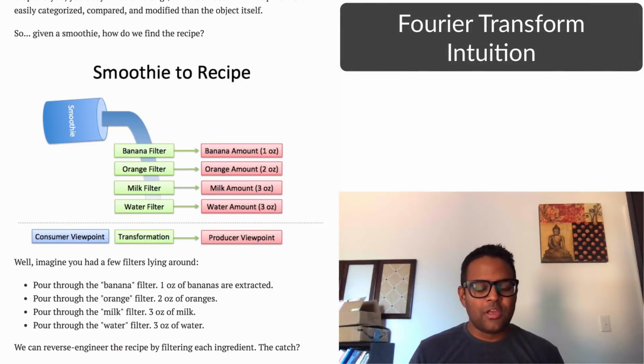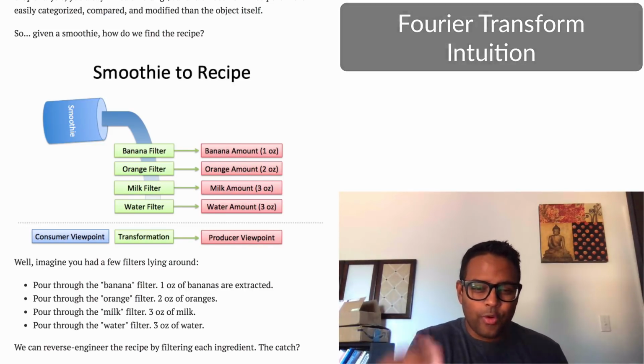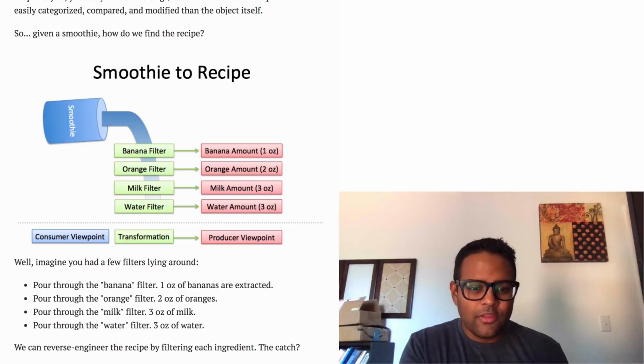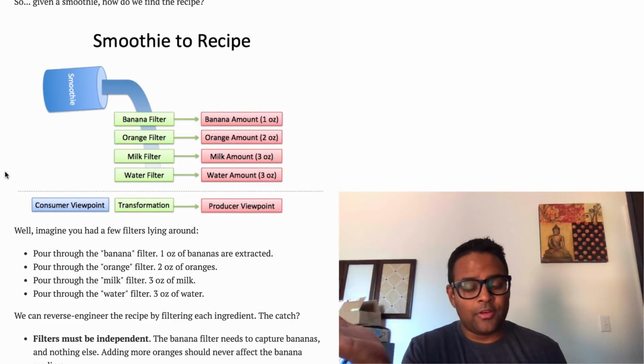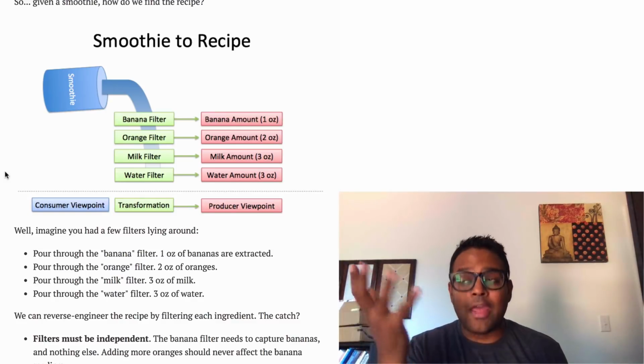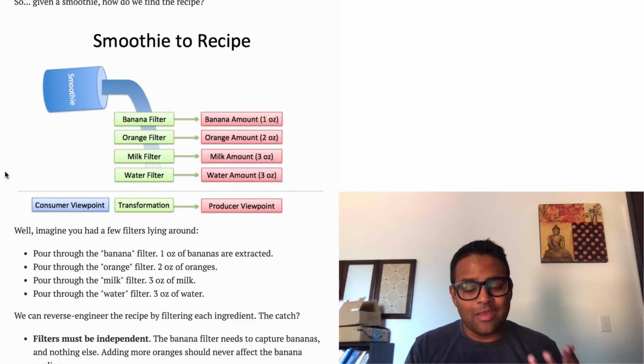So, as we mentioned, the goal is to essentially have a set of filters that basically measures our ingredients. So, what are some of the insights here? Well, the first is that we need enough filters to capture every possible ingredient, right? We couldn't have, let's say, mango. If we don't have a mango filter, it means we can't measure mango. So, essentially, we need a set of filters that can capture every possible ingredient.